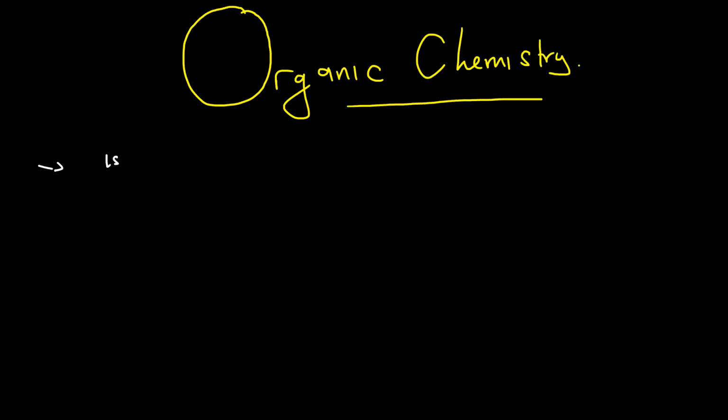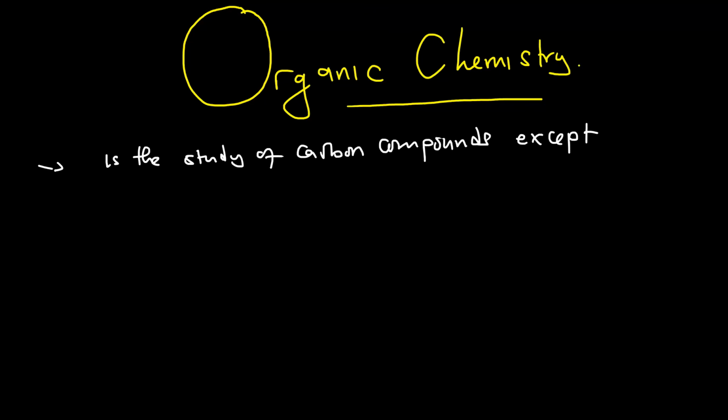So we can say it is the study of carbon compounds except oxides and carbonates. That is how we define organic chemistry. Having defined organic chemistry, let us look at the terms before we go further in our study of organic chemistry or in our discussion. Let us look at the terms used under organic chemistry.